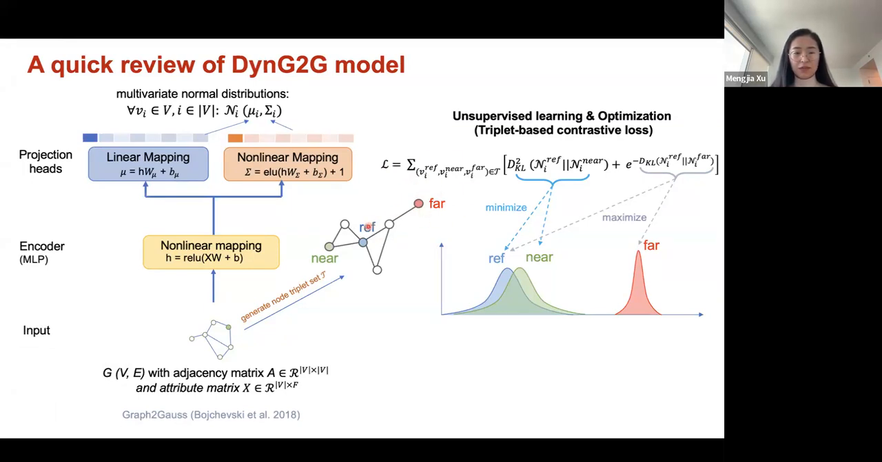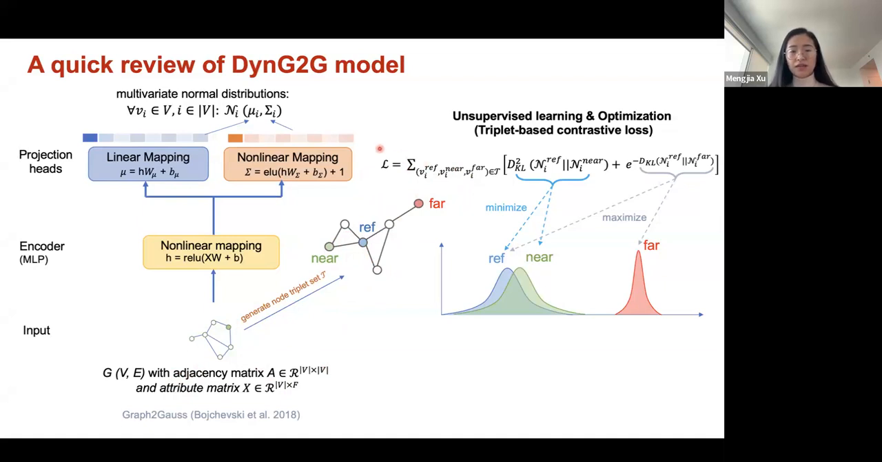This node is far from the reference node compared to the nearest node, because the nearest node and the reference node are connected together directly. And this is how we generate a node triplet from the original graph. And how can we use this node triplet?